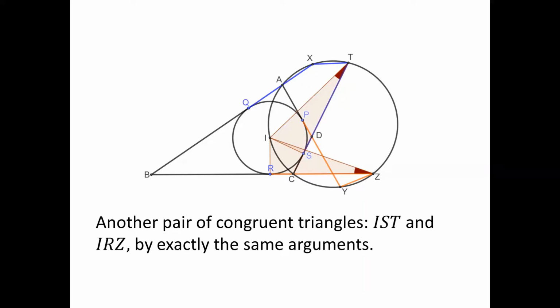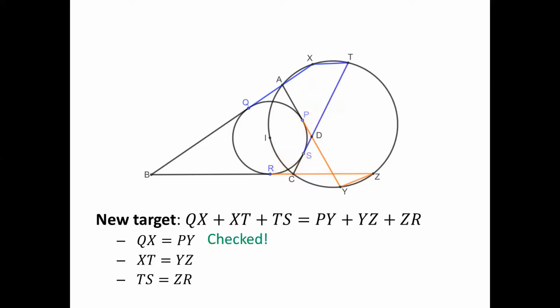We have another pair of congruent triangles, IST and IRZ. Their similarity follows exactly the same argument. They are both right triangles. They have congruent acute angles. Both have a side of the radius of the inscribed circle. Therefore, their corresponding sides TS equals ZR. And TS equals ZR is the third equality to check. Checked.